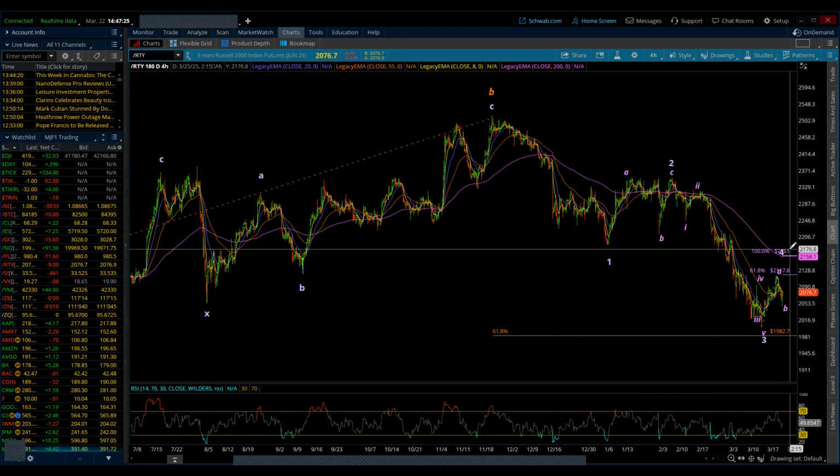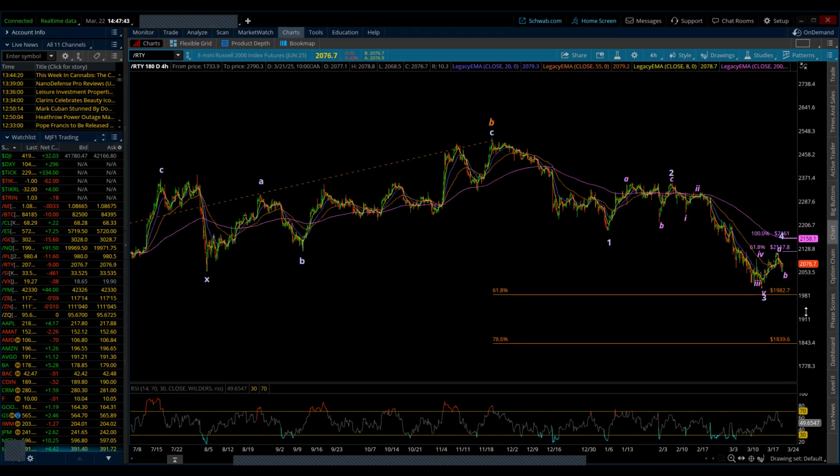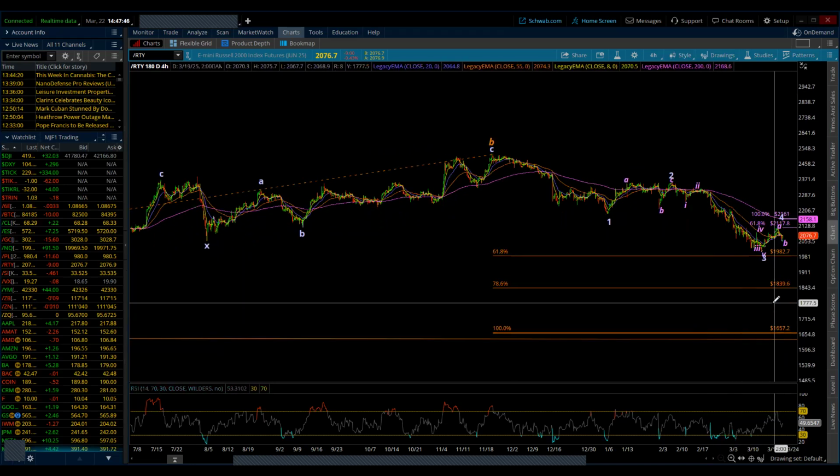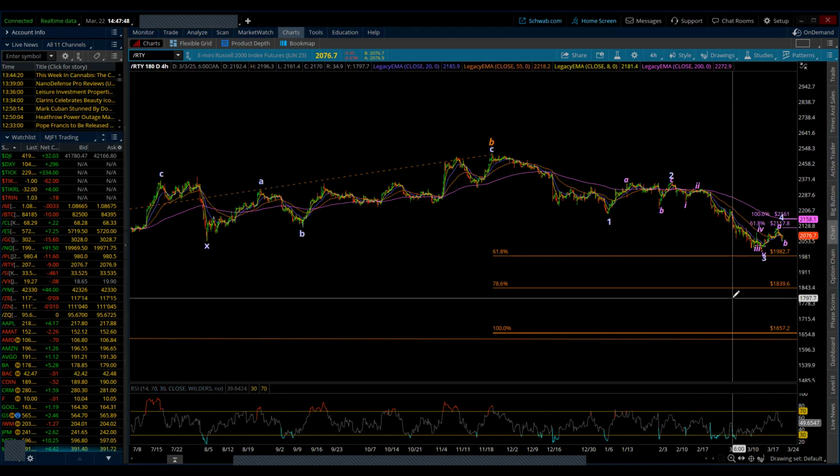Beginning of April, we'll go back up in a minute 4. We're going to come down in a minuette 5, completing that minute wave 3, go back up into minute wave 4, come back down in a minute wave 5, and then that is what could take us down into these levels to complete the larger intermediate fourth wave.